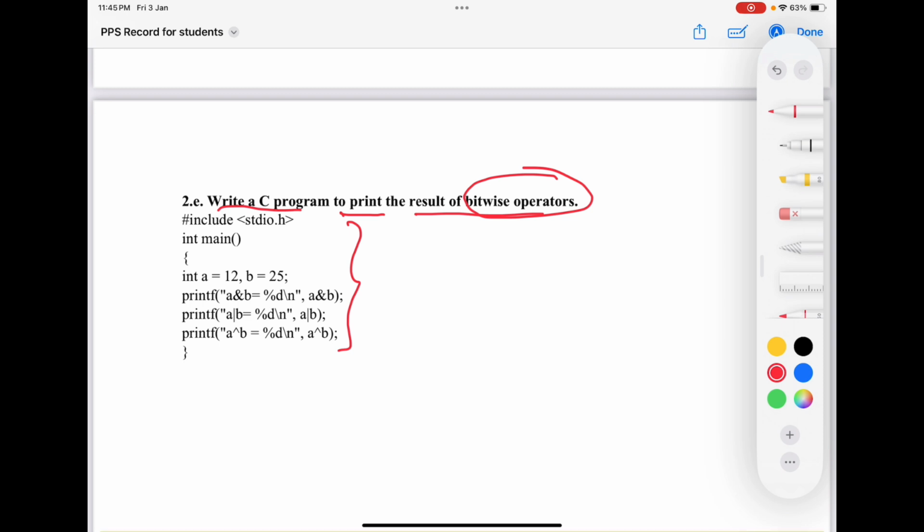Basically, bitwise operators are bitwise AND, bitwise OR, bitwise XOR, bitwise complement, left shift and right shift. These are bitwise operators. Now concentrate on this word bitwise. These operators are exclusively for bits. Bits are zeros and ones. An input consisting only of zeros and ones is called binary. So these operators are applicable only on binary.